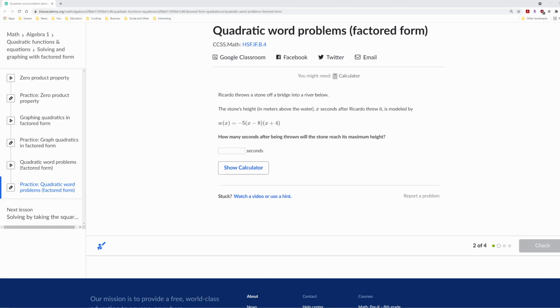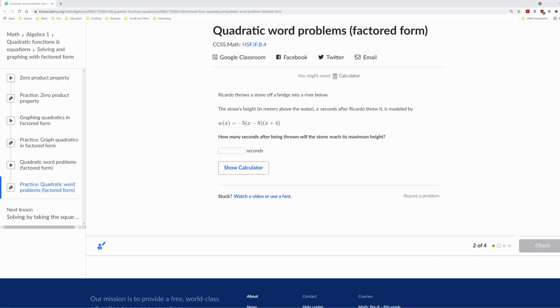Hi everybody. This video is about dealing with quadratic word problems. Now, these particular problems happen to be written in factored form. The same ideas will work no matter how the quadratic is written. So here we have a stone being thrown off of a bridge into a river.